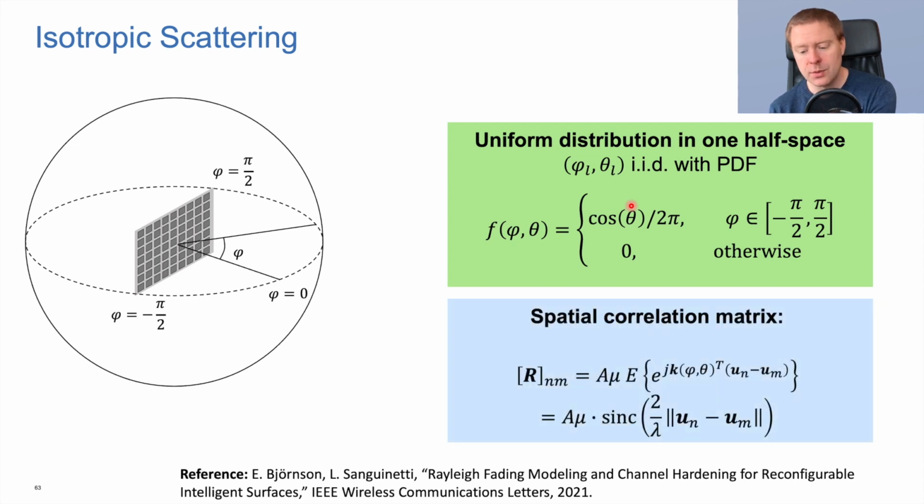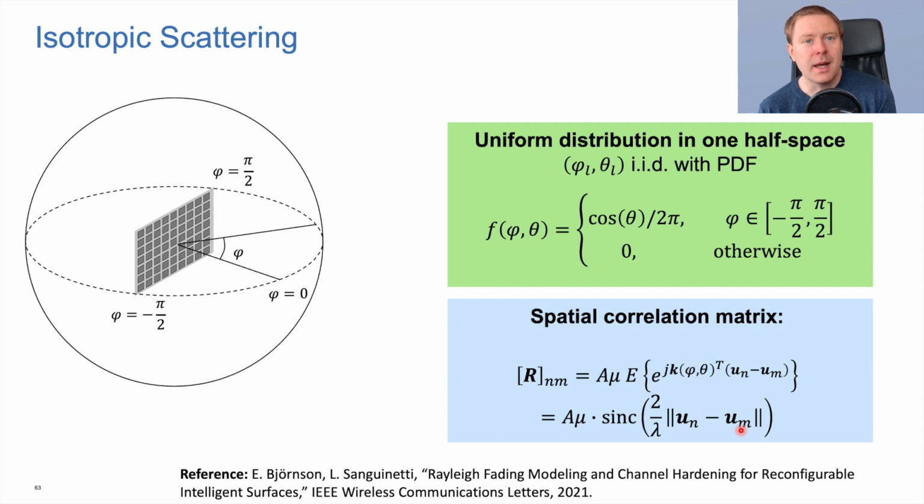If we put this into this expression, the expectation here, and compute it based on this, one can show, and we do this in this paper here, Rayleigh fading modeling and channel hardening for reconfigurable intelligent surfaces, that the expected value here turns into a sinc function of 2 divided by the wavelength lambda times the distance between the two elements within the array. So this is the Euclidean distance between the two elements.